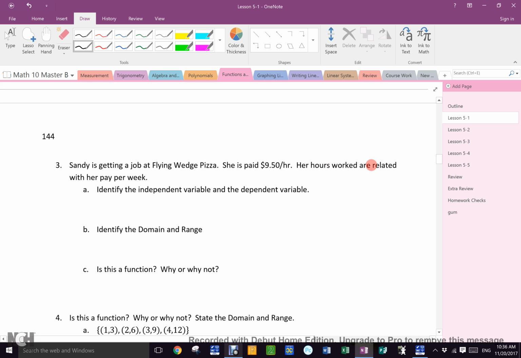Her hours of work are related with her pay, right? So what are the 2 sets of data here? Excellent. So set 1 is hours, and set 2 is pay. Agreed? Okay. Which one of those is independent and which one is dependent? Independent is fine. Talk amongst yourselves. Figure it out. Take a moment.